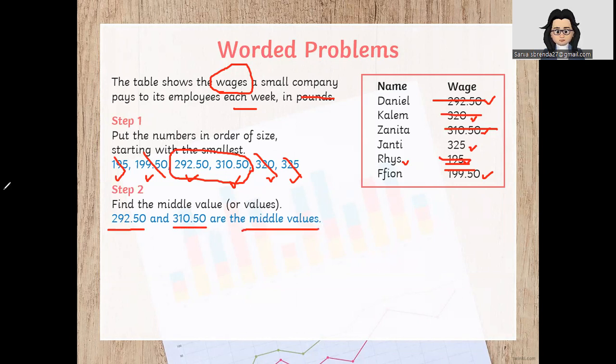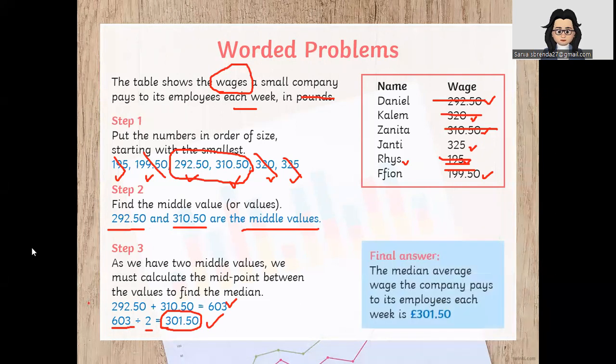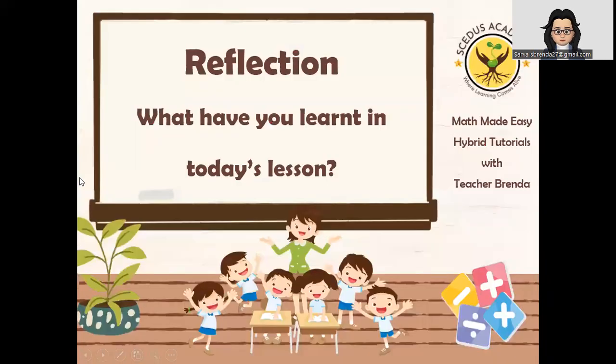And remember, when you have two values, what do we do? We find the average of those values. The midpoint between these two means you add them up again and you divide by 2. So $292.50 plus $310.50 gets you 603, and 603 divided by 2, this is your median. All right. So with that, we end the session on finding the median.